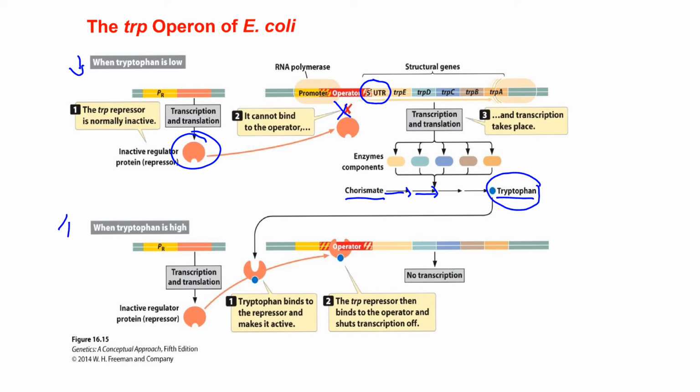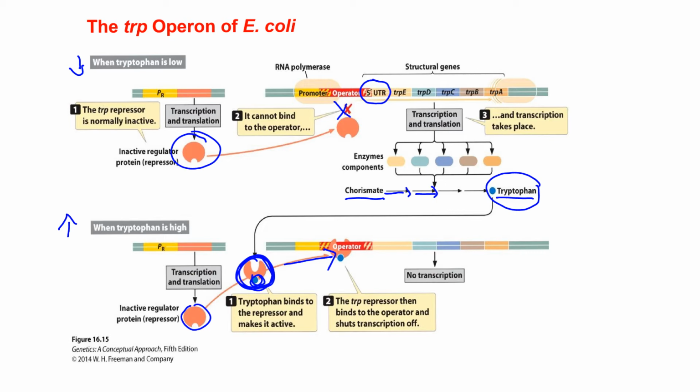Now, when tryptophan accumulates in bacterial cells, so when tryptophan levels are high, tryptophan will bind to the repressor and change its conformation. So now the repressor can bind to the operator and repress transcription of the TRP operon. So tryptophan here functions as a co-repressor, and it's an example of negative feedback regulation.